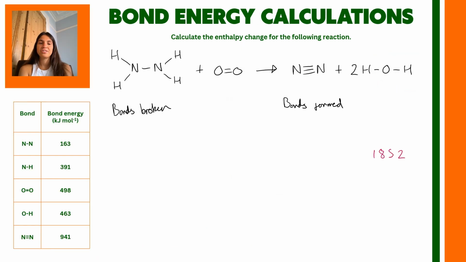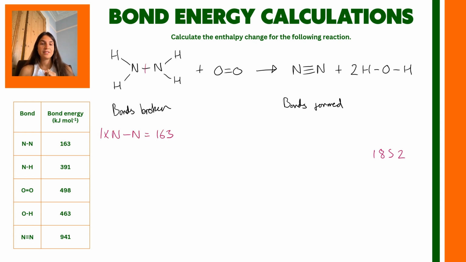Bond energy calculations. Calculate the enthalpy change for the following reaction. So you've got your reactants and you've got your products. So you've got the bonds being broken on your reactant side and the bonds being formed on your product side. And you just need to work out the amount of energy for both of those first.